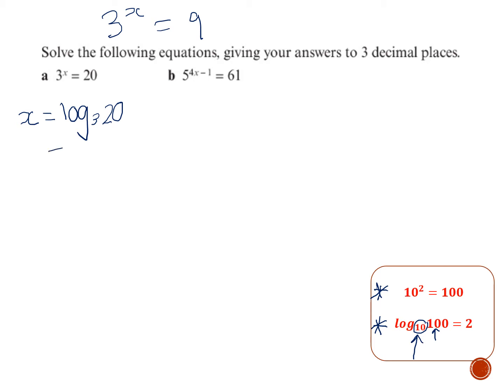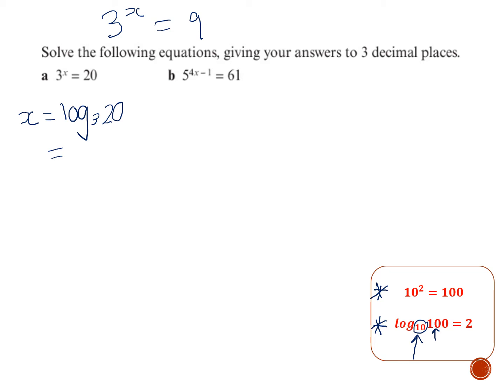Now, the use of being able to write it in this form is that then you can grab your calculator and your calculator will tell you what the answer to that is. You can probably work out roughly what it's going to be, because if you think 3 squared is 9 and 3 cubed is 27, so it's going to be between 2 and 3, so it's going to be 2 point something. So it's a good idea to have a bit of an idea as to what your answer is going to be.